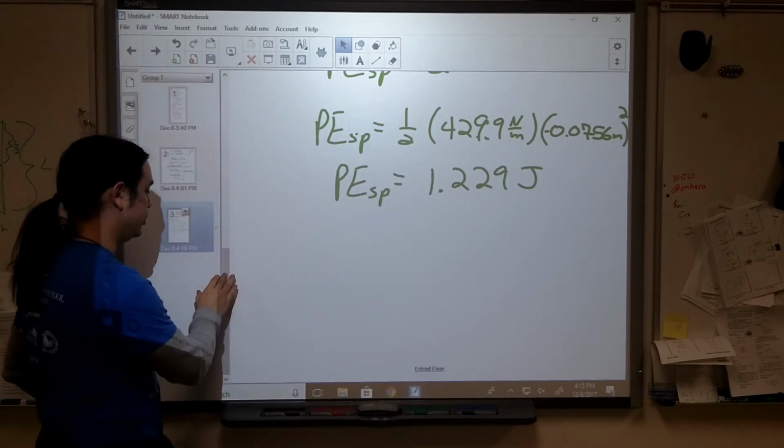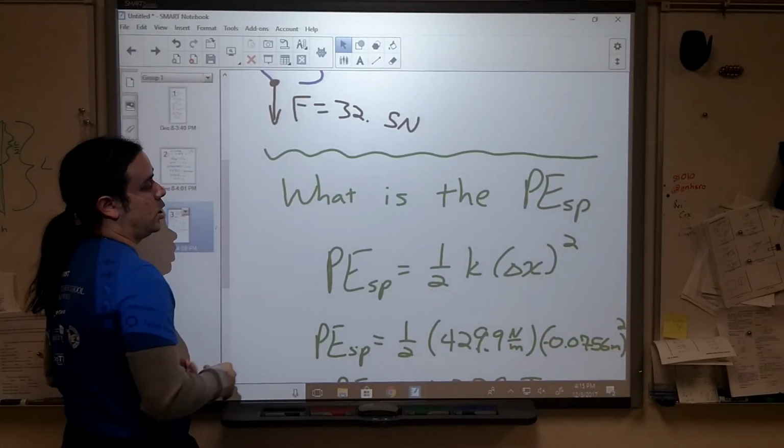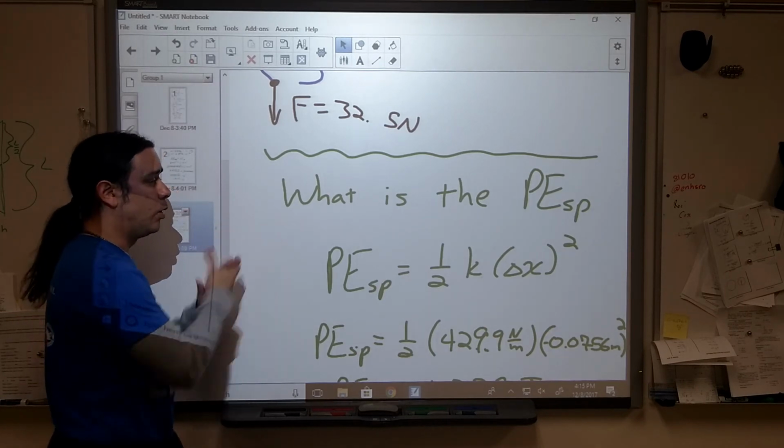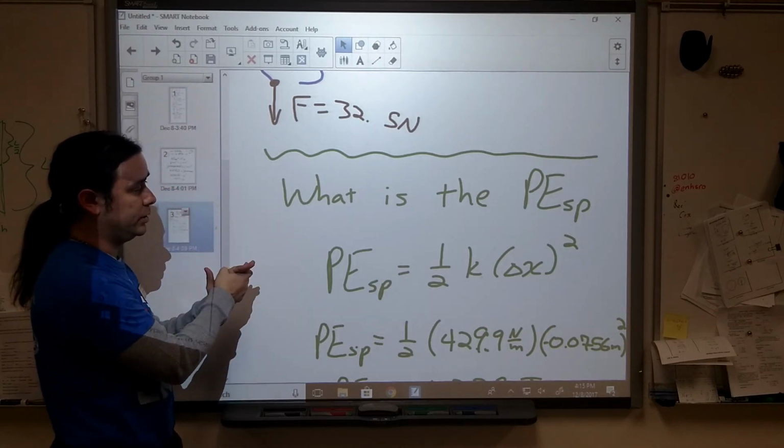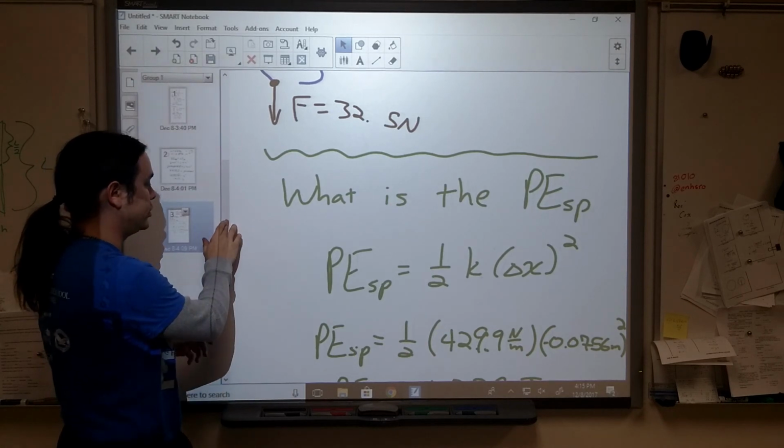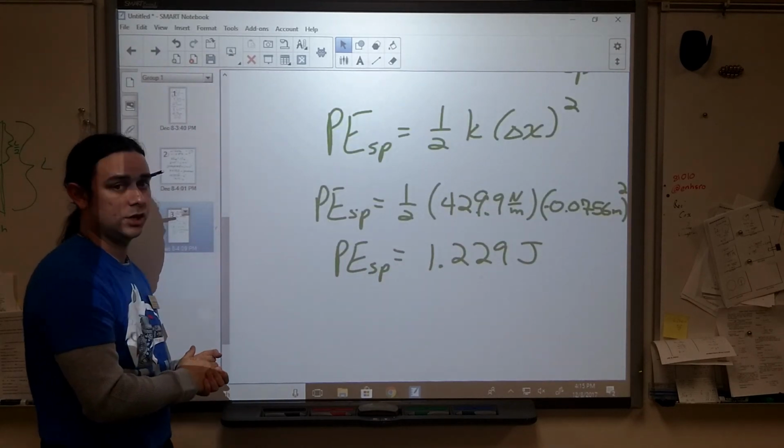So this is how we do the two parts. I apologize, on the second part, it asks for the work done, but what we're actually looking for here can also be described as the potential energy stored in the spring, so please find the potential energy in that spring.